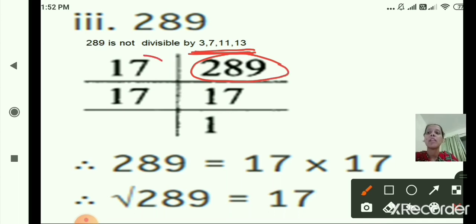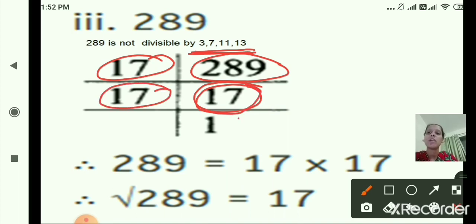As this number is not divisible by any of those numbers, after 13 you will try 17. 289 is an odd number and it is divisible by 17. So I have written here 17. 289 divided by 17 is 17, right? Or 17 multiplied by 17 is 289. Now 17 is divisible by which number? 17. 17 ones are 17.